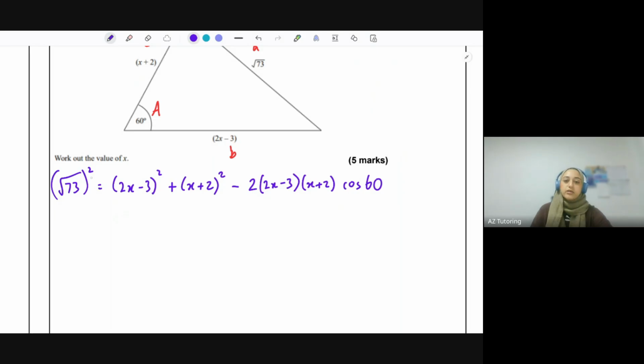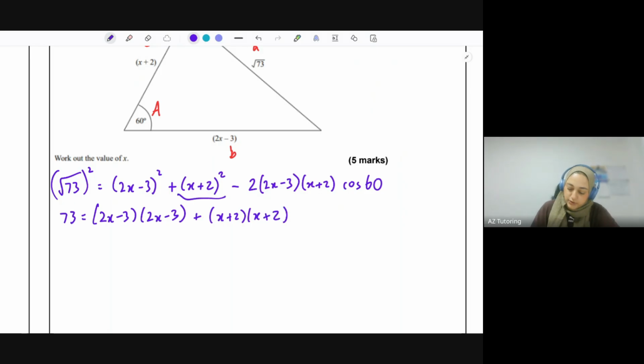Root 73 squared, well, if you're doing root 73 times root 73, the square root just cancels, so we get 73. 2x minus 3 all squared is, remember, 2x minus 3 times 2x minus 3, just like we did in the first example with quadratics. Plus x plus 2 times x plus 2, that's for here. Then we've got minus, okay, so I'm going to do this in parts. First, what is cos 60? Cos 60, putting that in the calculator, is a half. So we know this here is a half.